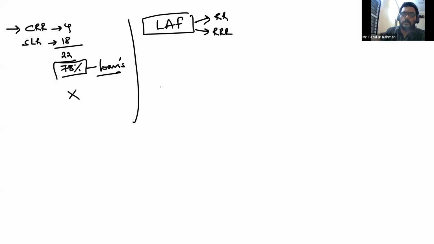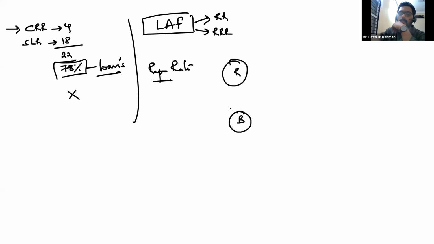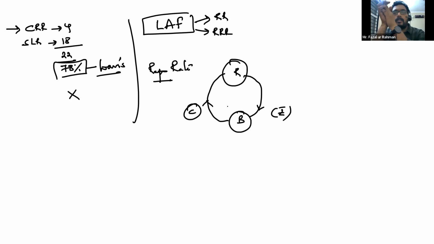Now, first one, repo rate. Repo rate mechanism means when a bank is in need of money, it will approach RBI. The bank is borrowing money from RBI by depositing certain collaterals. So what do you mean by collaterals? Collaterals means securities.